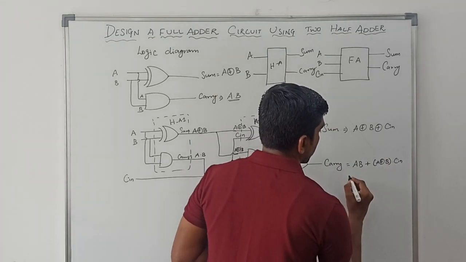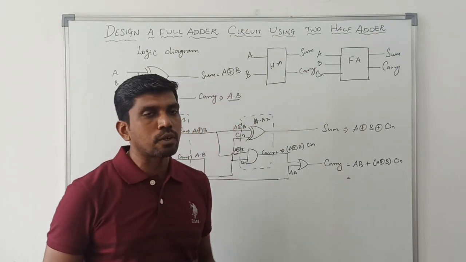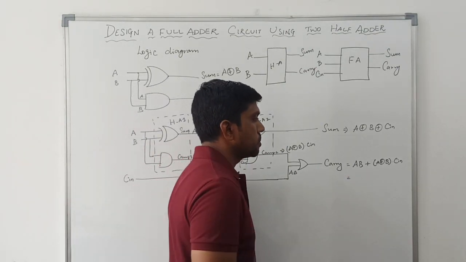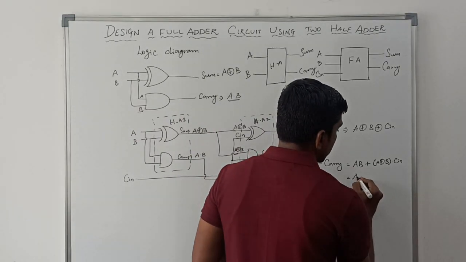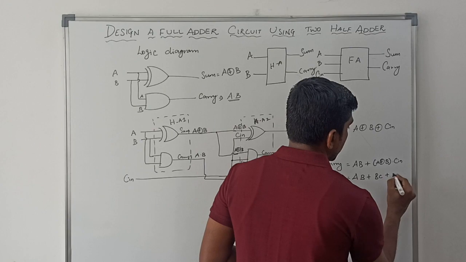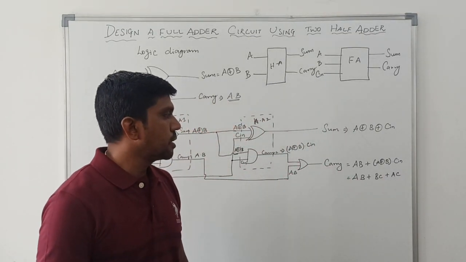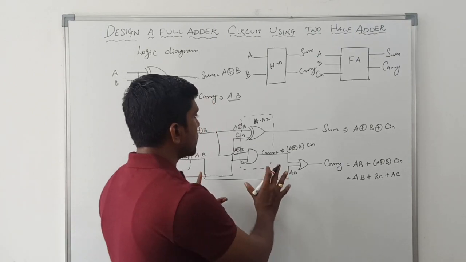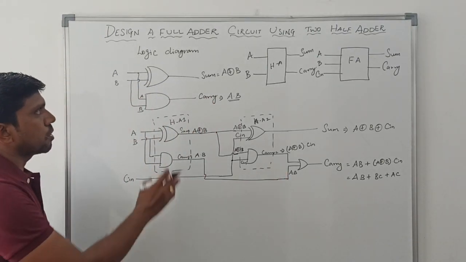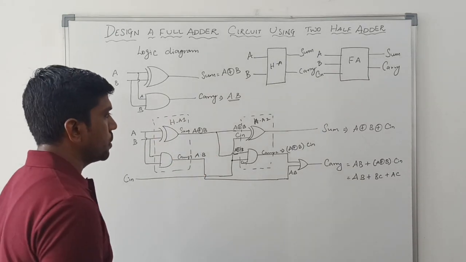After simplification, a method you studied in digital electronics, so just refer to it, you get the result AB, BC, then AC. So it's the carry equation. This is the simple design of the full adder circuit designed using two half adder circuits.